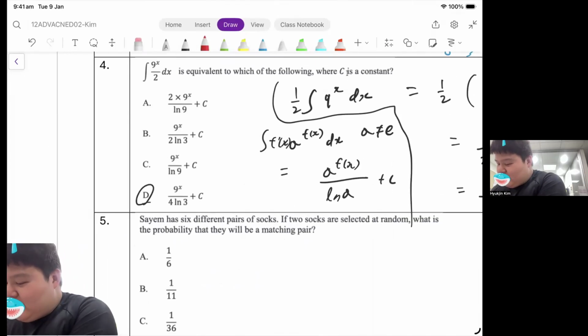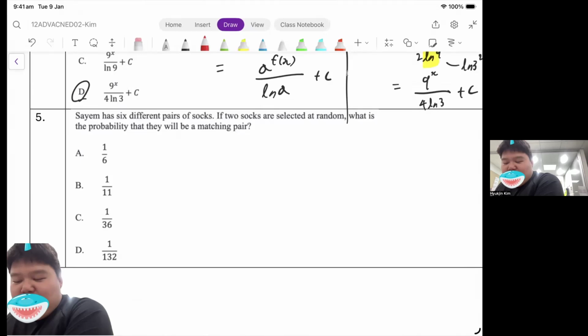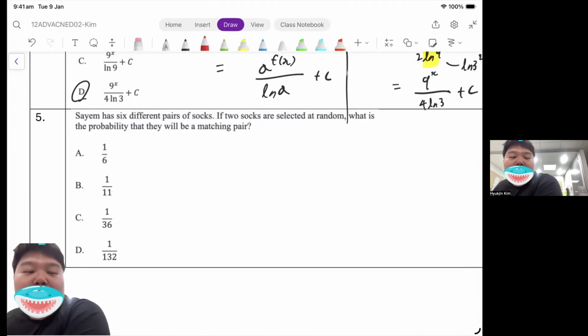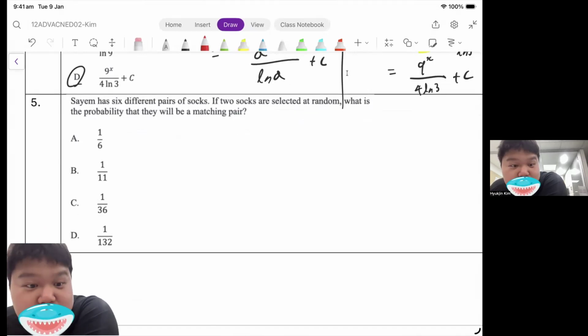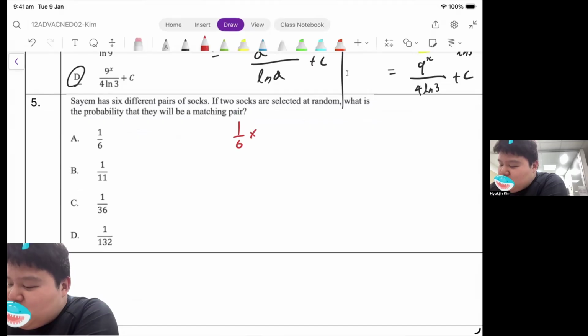Hopefully that's going okay. Siam has 6 different pairs of socks. If 2 socks are selected at random, what is the probability that they will be a matching pair? Some of you guys may have done 1 over 36. Some of you guys have done 1 over 132. I've seen people say, oh, it's got to be 1 over 6 times 1 over 6. Easy.